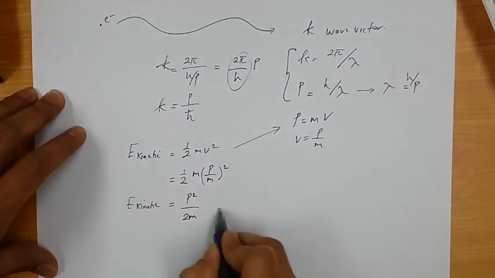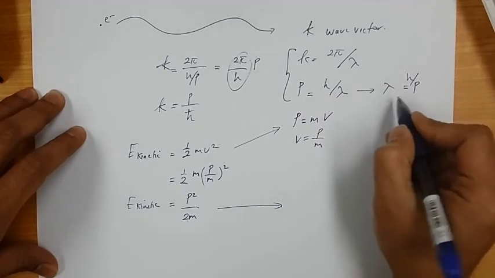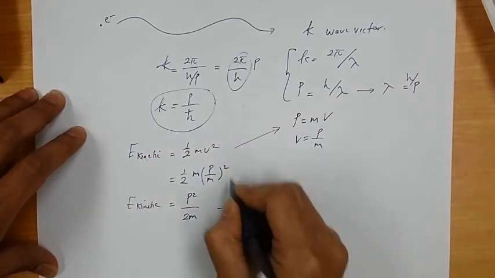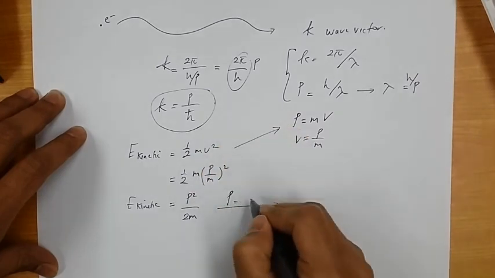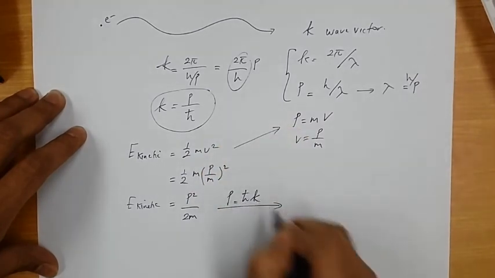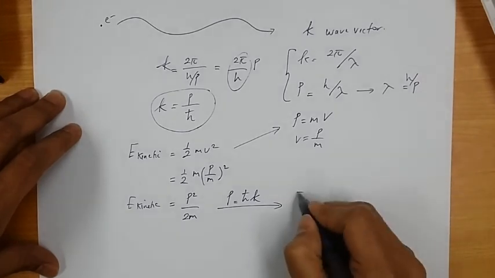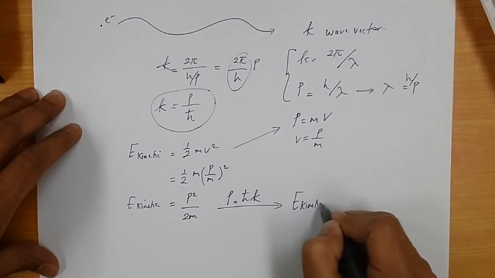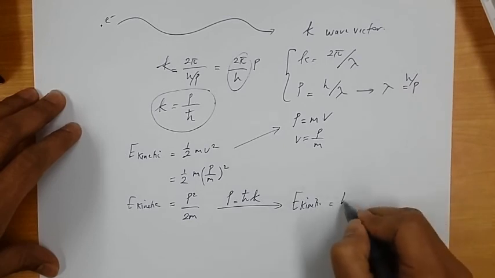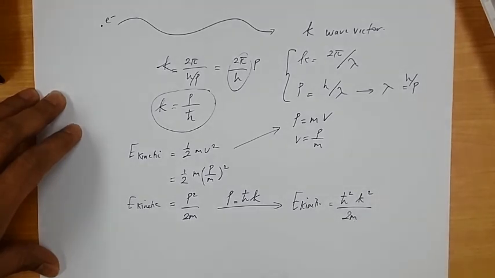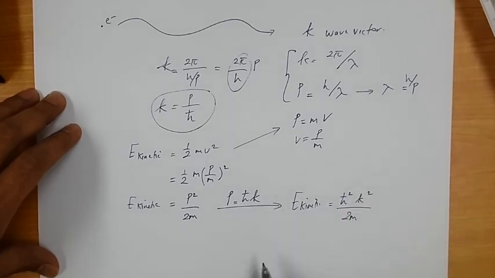Now we know from this relation that momentum is ħ times k. So we can write the kinetic energy as ħ²k² over 2m. This is the description of the kinetic energy of a moving electron.